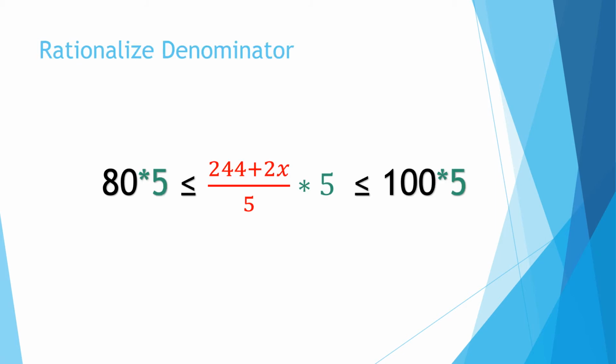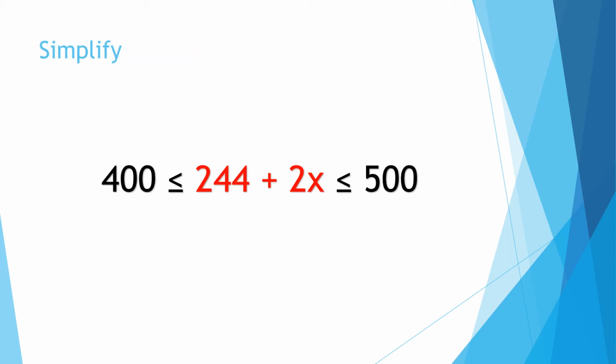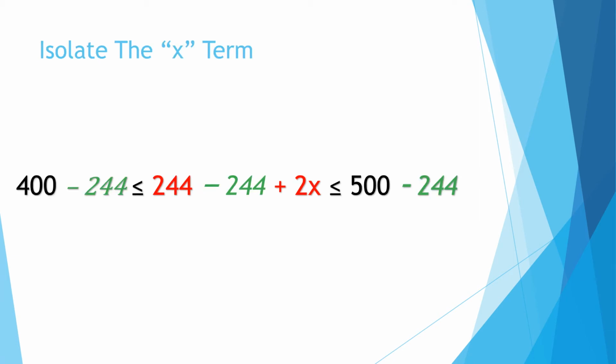So the first thing we're going to do is rationalize the denominator. We're going to multiply everything through by 5 to get rid of that denominator. So on the left-hand side, we'll get 400. On the right-hand side, we'll get 500. And in the middle, the denominator just cancels out. Our next step is to isolate the x term, so we're going to get rid of the 244. We're going to use the inverse operation of subtraction. We're going to subtract 244 from all sides of the inequality.